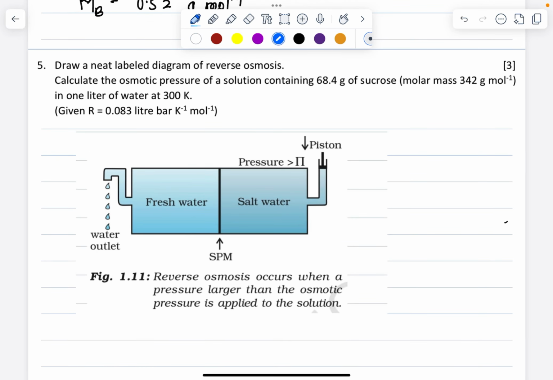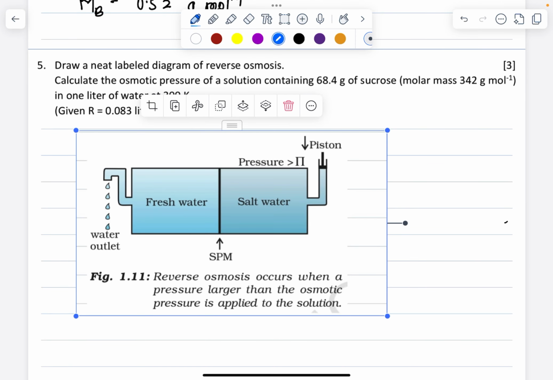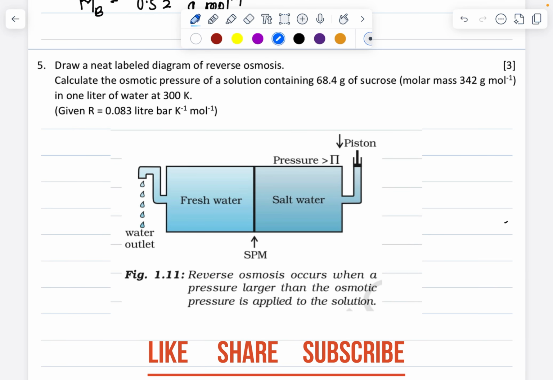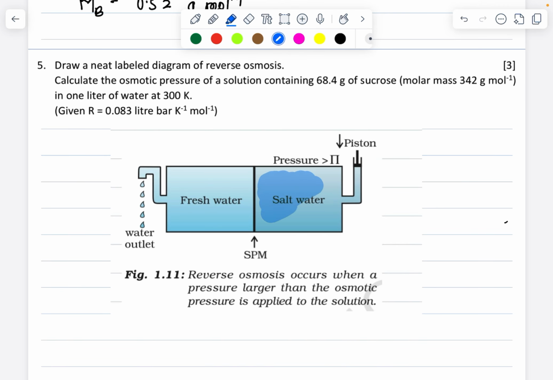That's it. Next question is, draw a neat labelled diagram for reverse osmosis. I have already kept the diagram over here. This is the diagram you need to draw. This is from the NCERT. This side is the salt water, which is the solution. There is a semi-permeable membrane, SPM, and you are applying extra pressure from here so that only solvent molecules go through this. Means the solute, that is the salt, just remains over here, and you get fresh water from this outlet. That is what it is.